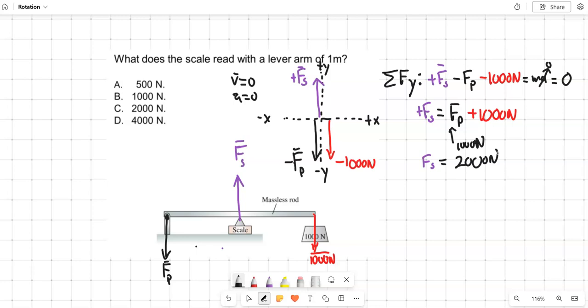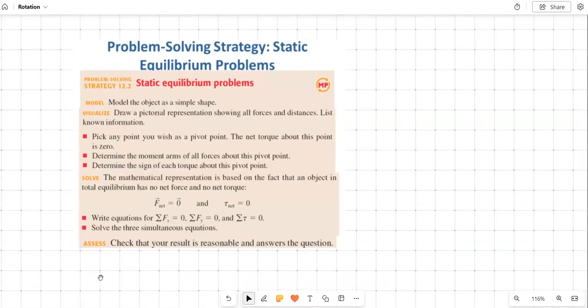But what I think we should do is we should sum the torques, okay? So there's a couple things that we had noted from our static equilibrium problem.